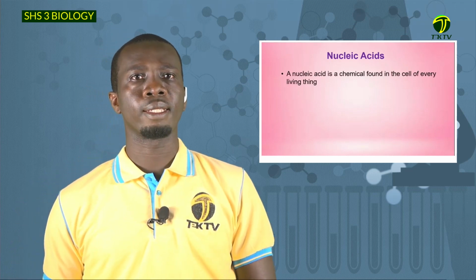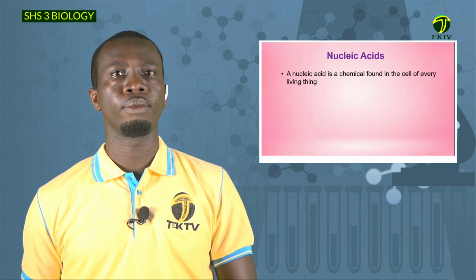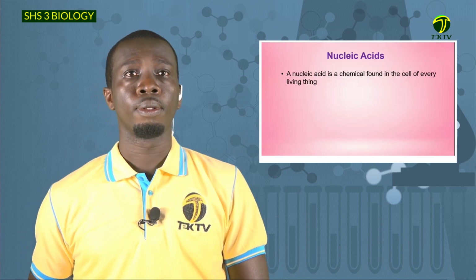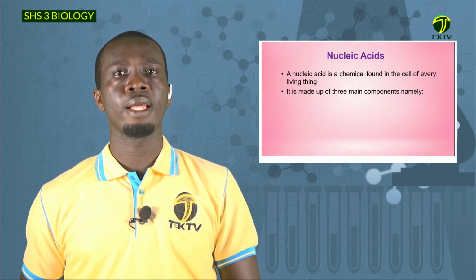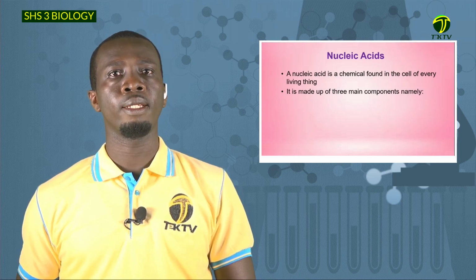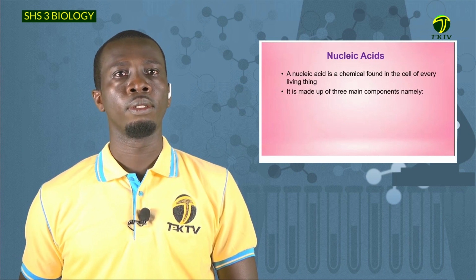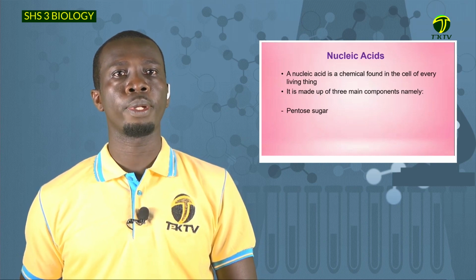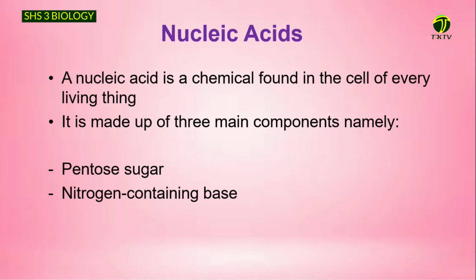Now, when we say nucleic acids, it's a chemical which is found in the cell of every living thing. And this chemical is unique to a particular living thing. Basically, it's made up of three main components, which are a sugar, which is called pentose sugar, a nitrogen-containing base, and a phosphate ion or phosphate. These three components together will make up a nucleic acid.